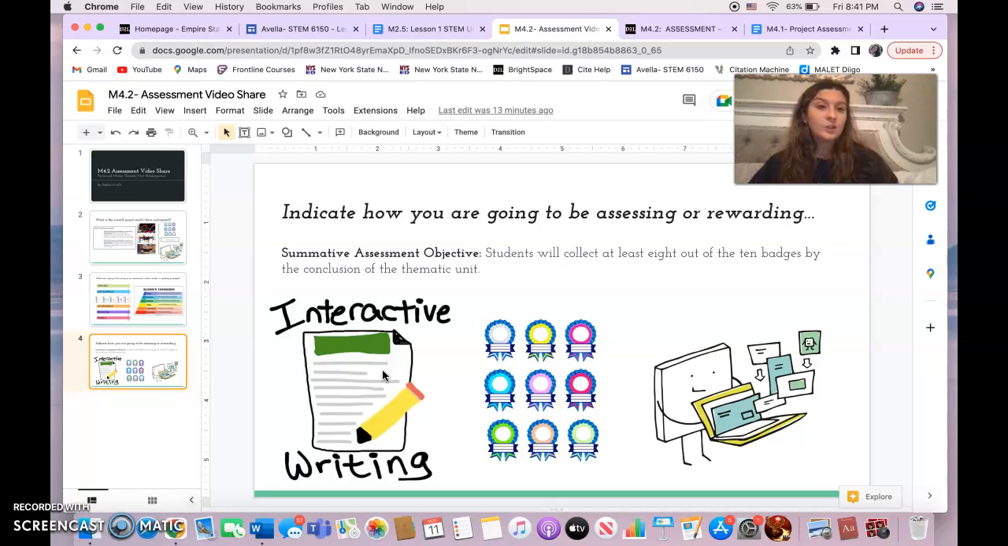So yeah, I would basically just be assessing if they collected 8 out of 10 badges and the work that they have shown in their portfolio mirrors my expectations.